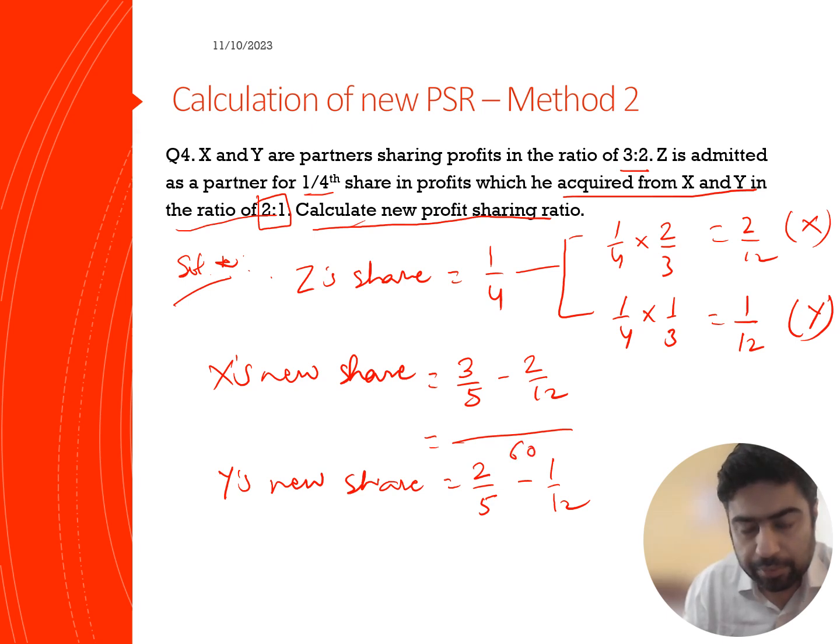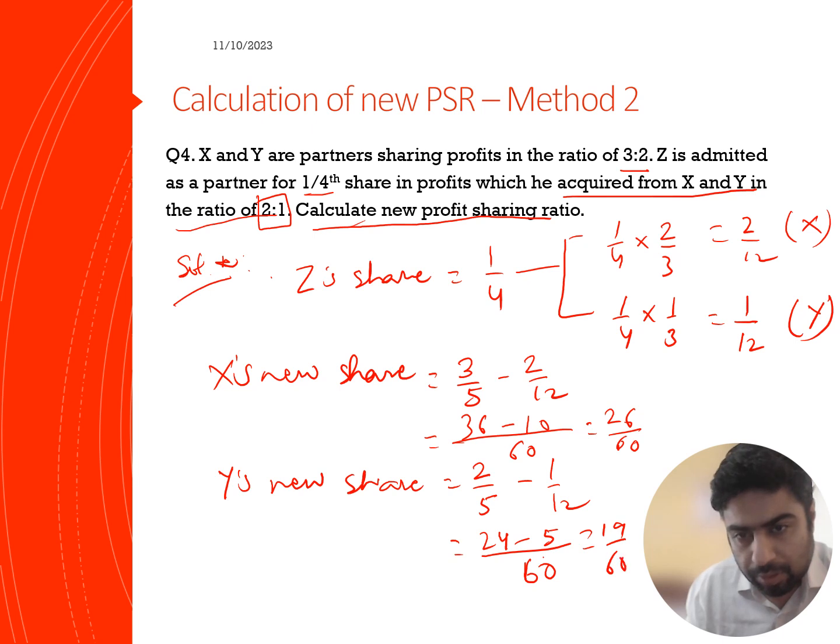Once we do this, we will get a value of 60 as the LCM of 5 and 12. 36 minus 10 will give us 26 upon 60. Here it will be 60, 24 minus 5, which is 19 upon 60. And we already know Z's share is 1 upon 4. So we simply multiply 1 upon 4 by 15 upon 15 in order to ensure that the denominators have the same value. So this will be 15 upon 60.